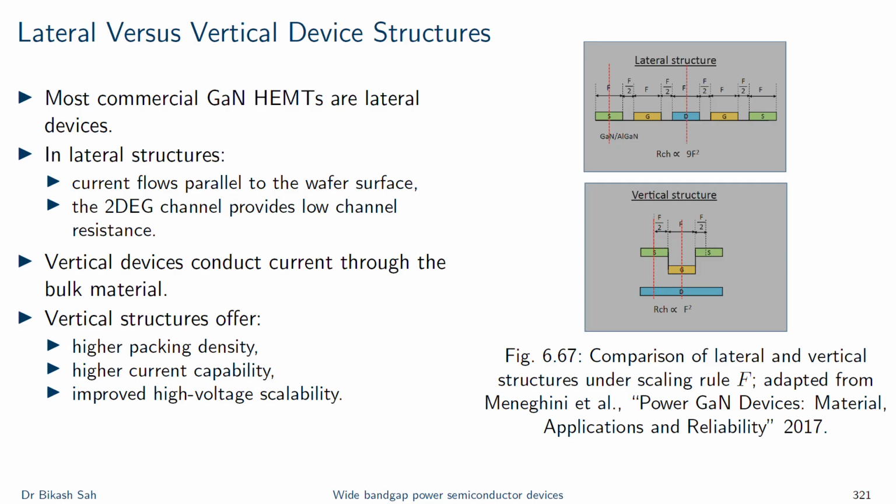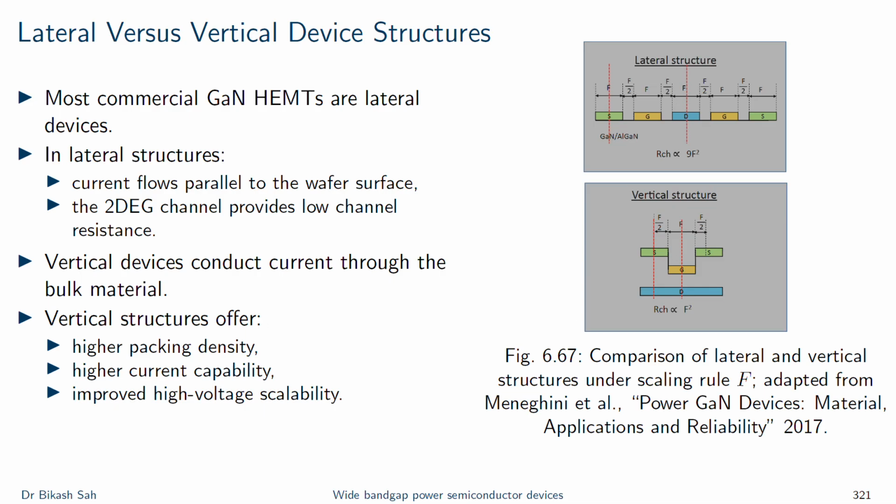However, as the voltage and current rating increase, the lateral geometry faces some limitations. This is exactly where the gate-drain spacing must increase to support higher voltage, which basically increases resistance and chip area. Vertical devices conduct current through the bulk material, similar to silicon carbide MOSFETs and silicon IGBTs. Vertical conduction can offer high current density and better voltage scaling because the chip area and the drift thickness can also be used more effectively. This is what you see in this diagram as well. This diagram basically compares the scaling of lateral and vertical structures.